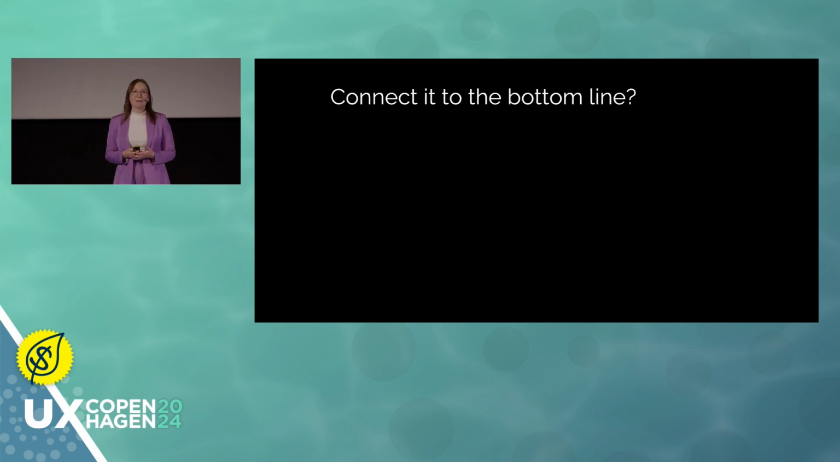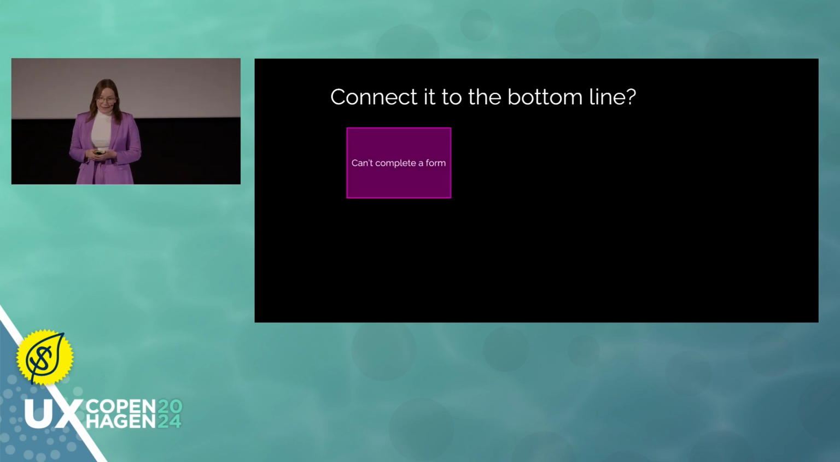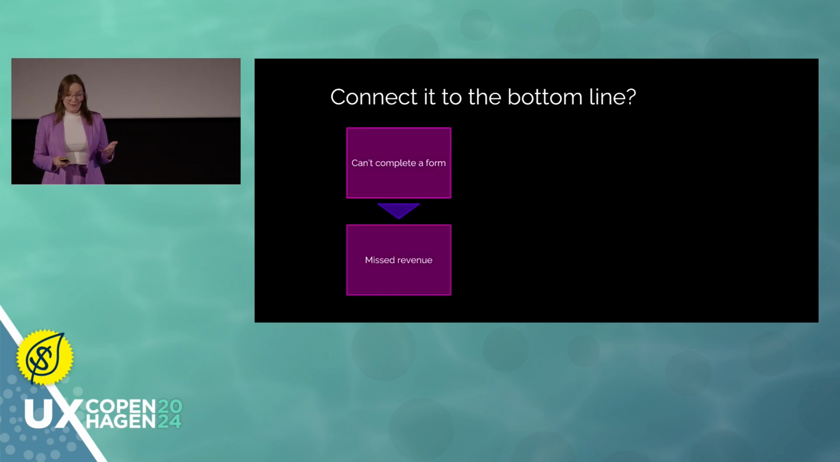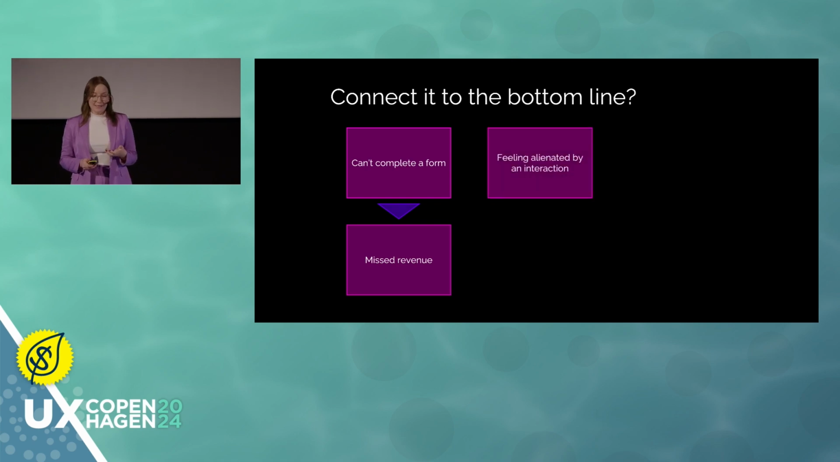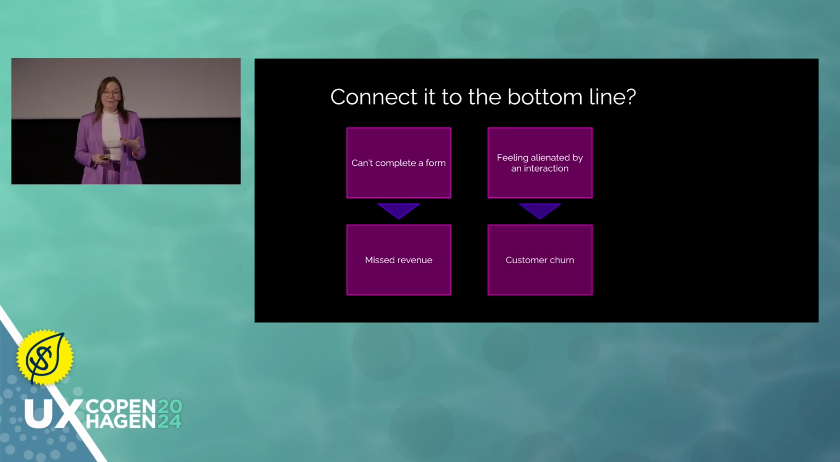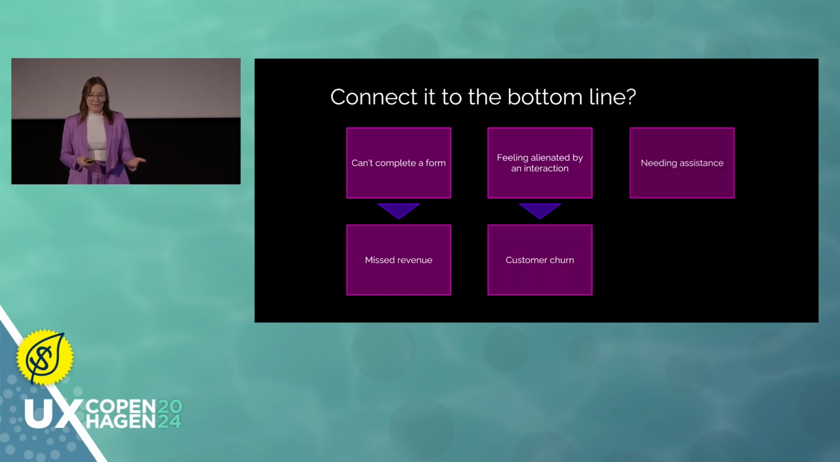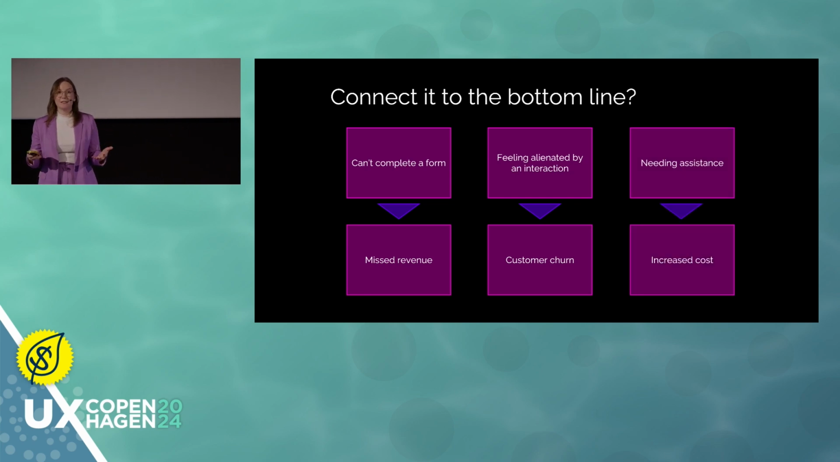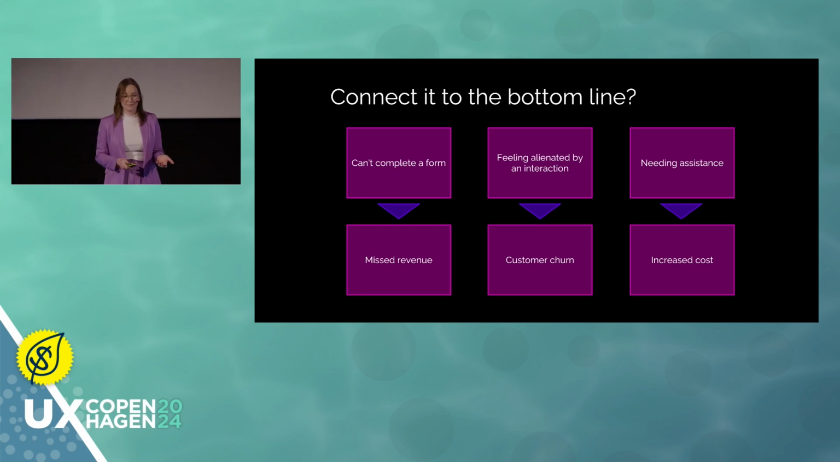And I know some folks here are going to be feeling really uneasy about this because it's still buying into the same paradigm that many people want to question. But is this a solution? That instead of saying that someone can't complete a form, we say that we're missing revenue because someone isn't making it through our experience. Instead of someone feeling alienated by an interaction that didn't address them in the way that they prefer, maybe we say the customer churned. Instead of saying that someone needed assistance, we can talk about them increasing our costs through having to interact with customer service. Maybe this is the solution.